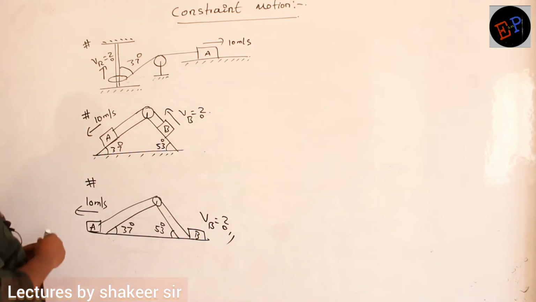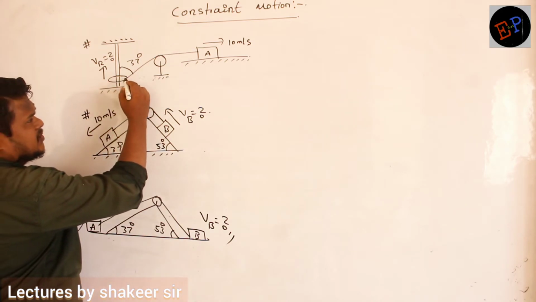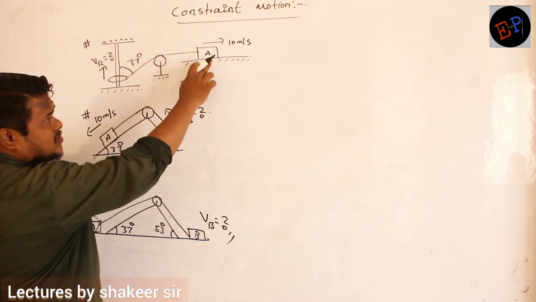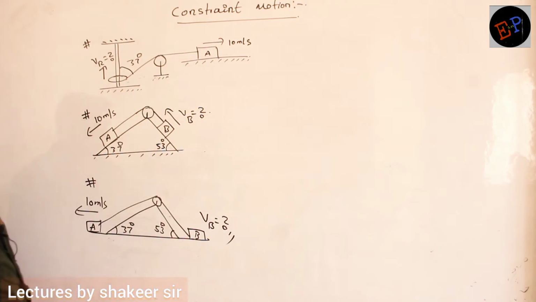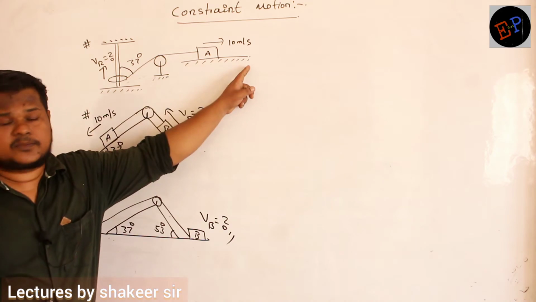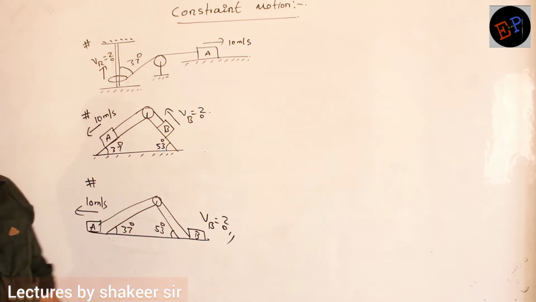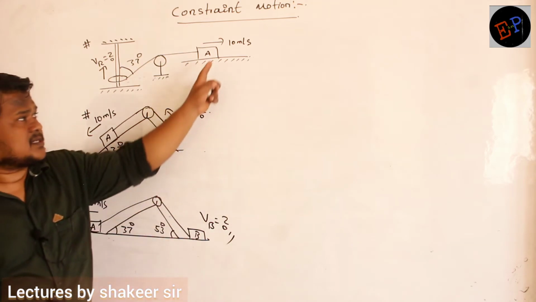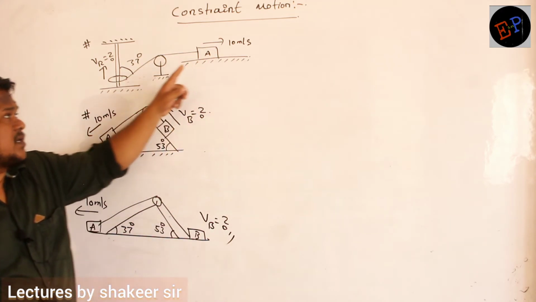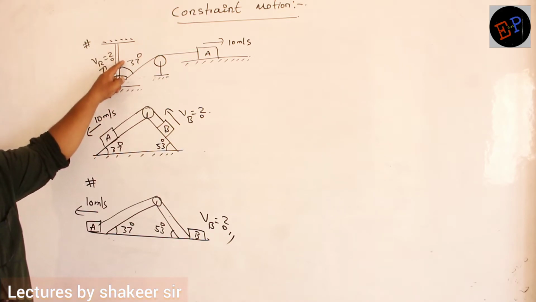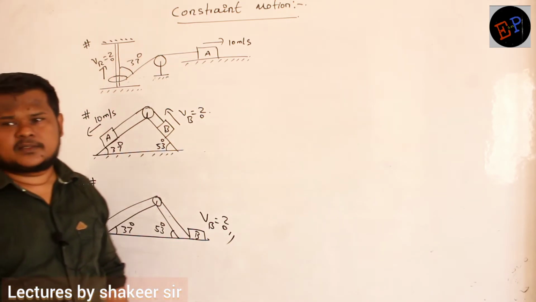Clear? Now to this ring, we are attaching one rope. The rope is passing through a pulley, and again it is connected to one more block. And the velocity of the block is 10. Clear? And when the angle is 37, then what is the velocity of the ring? See, if the velocity of block A changes, the velocity of the ring also will change. Similarly, when this angle changes, then also the ring velocity will change.